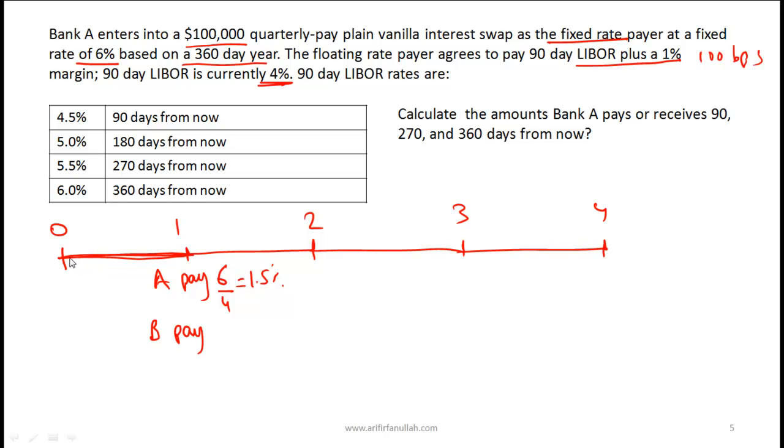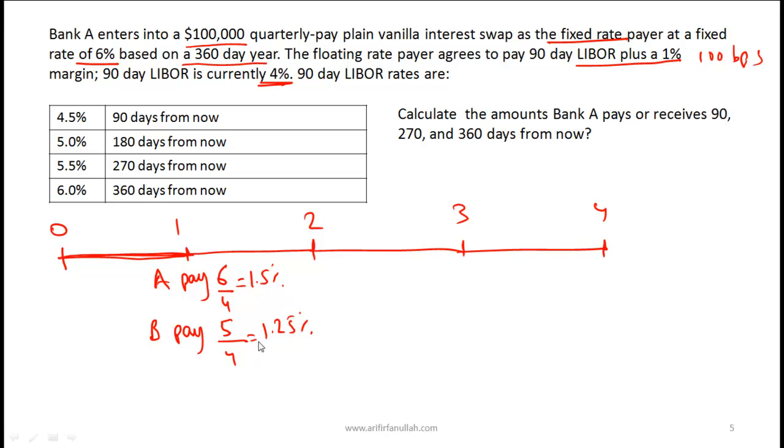So party B's payment is based on LIBOR at the start of the period. LIBOR at the start of the period was 4%, but we are adding a 1% margin, so that makes us 5%. 5% into 360 into 90 over 360 means 5 divided by 4. So party B is going to pay 1.25%.